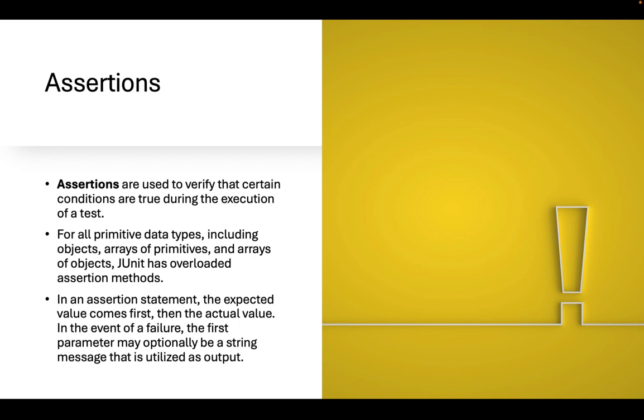So first, we have assertions. Assertions are used to verify that certain conditions are true during the execution of a test. For all primitive data types, including objects, arrays of primitives, and arrays of objects, JUnit has overloaded assertion methods. In the assertion statement, the expected value comes first, then the actual value. In the event of a failure, the first parameter may optionally be a string message that is utilized as output.